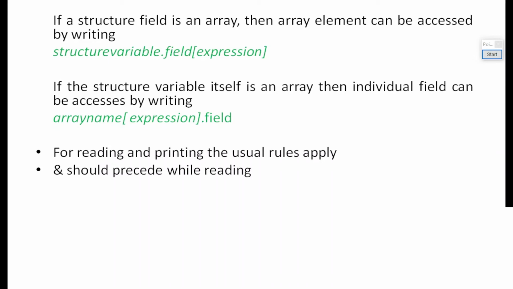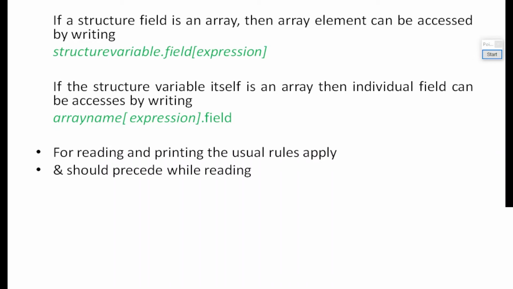In C language, we don't have any feature which supports us to access the entire array at a time. So you have to access only the individual elements of the array. That's why you have structure variable dot field, where field is nothing but the array name, with an expression within the square brackets. You can supply, say, 1, 2, 3, whatever it be.